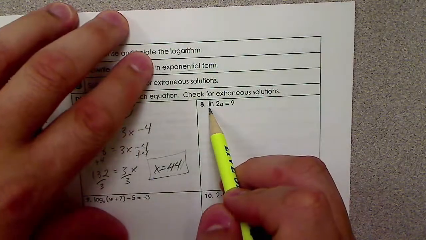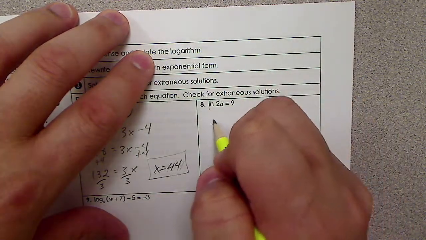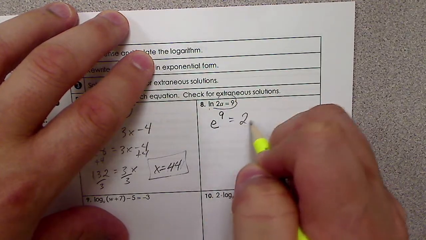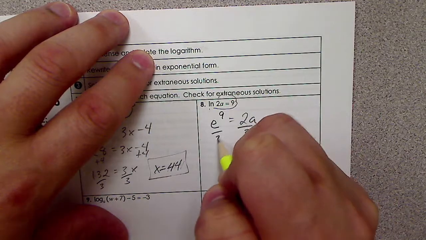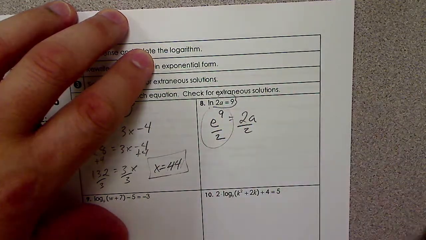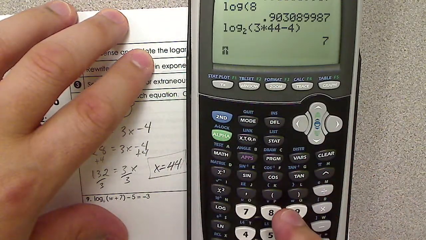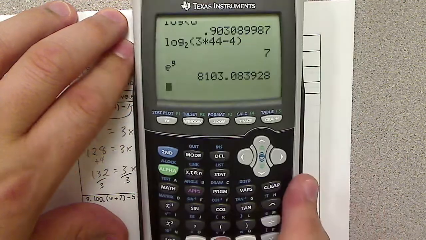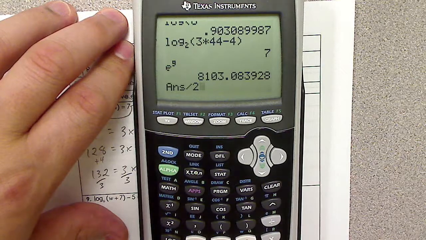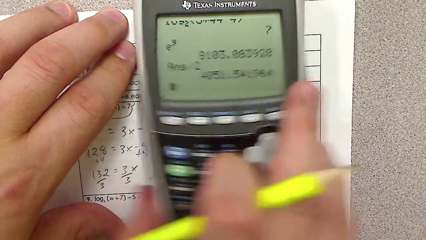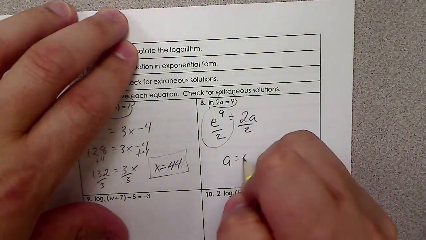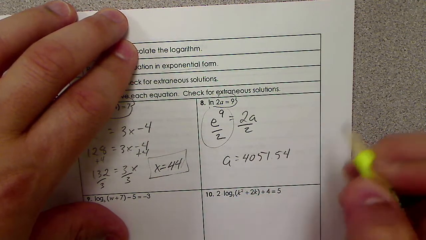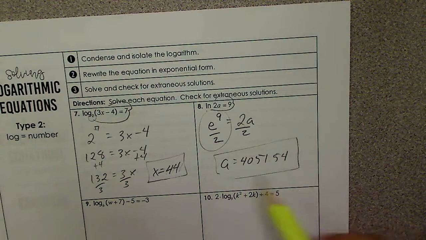Natural log. Natural log is automatic base e. So e to the 9th is equal to 2a. So divide by 2. So whatever this is, e to the 9th, divide that by 2. It's 4051. So a is equal to 4051.54. Okay.